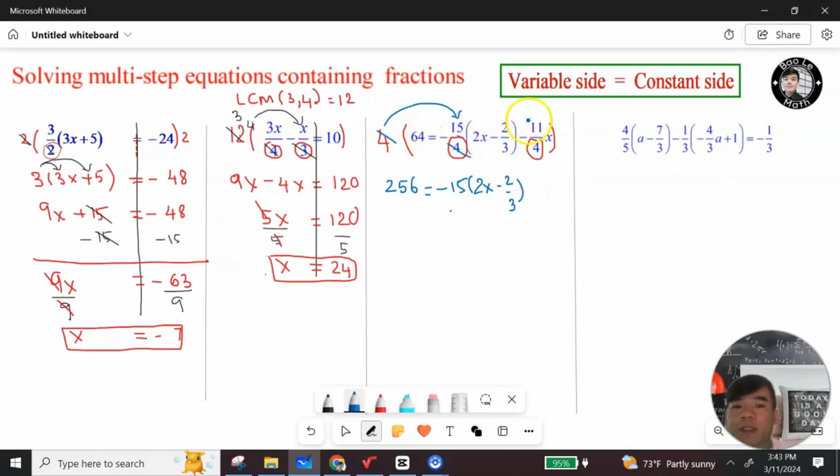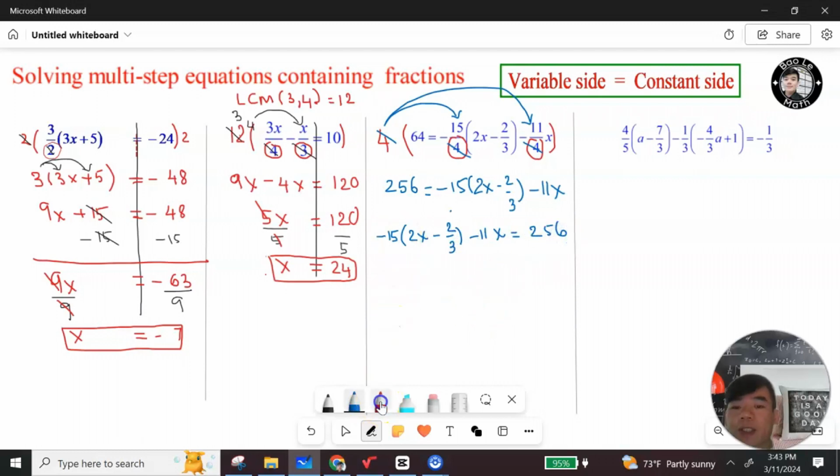Now the next one, 4 times this. The 4 and 4 cancel out, so you have negative 11s left. Remember, variable on the left, constant on the right. So I just flip this all the way around. I have negative 15 times (2s minus 2 over 3) minus 11s equals 56.